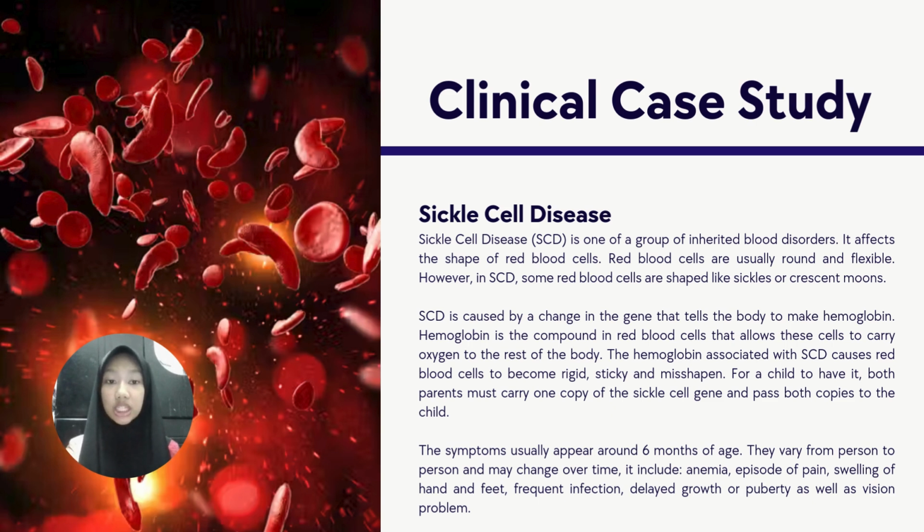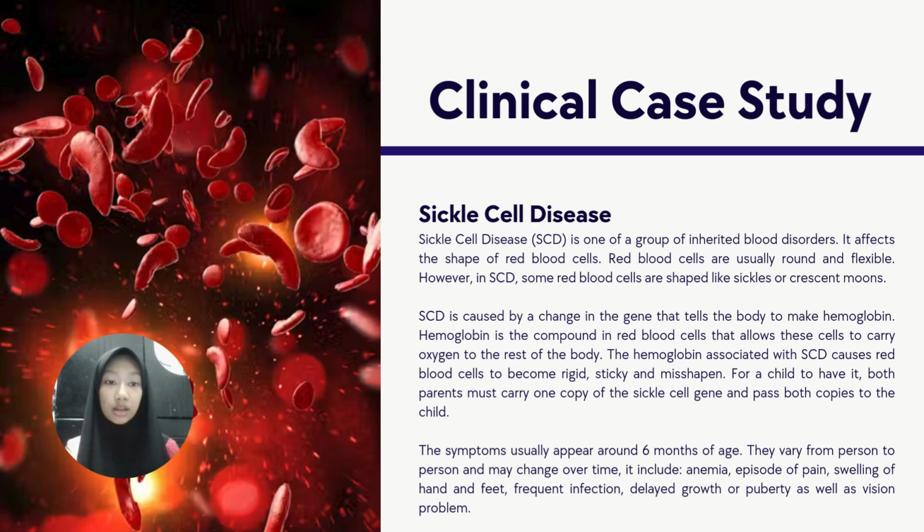SCD is caused by a change in the gene that tells the body to make hemoglobin. Hemoglobin is the compound in red blood cells that allows the cell to carry oxygen to the rest of our body. The hemoglobin associated with SCD causes red blood cells to become rigid, sticky, and misshapen. For a child to have it, both parents must carry one copy of the sickle cell gene and pass both copies to the child. The symptoms usually appear around 6 months of age. They vary from person to person and may also change over time.